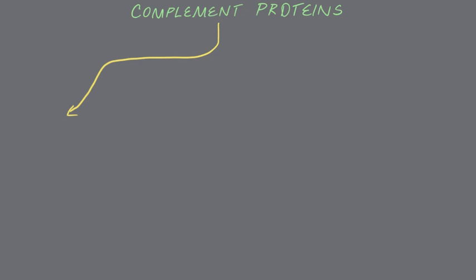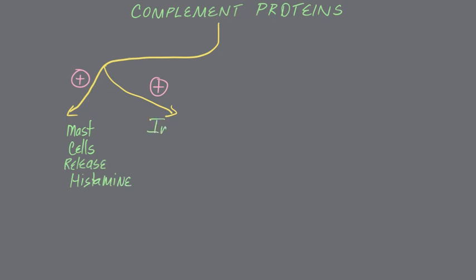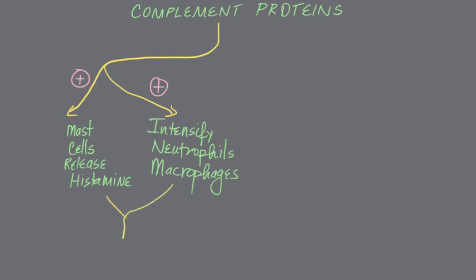So let's take a look at the first function. Complement proteins help to enhance inflammation. As we know, inflammation is made possible by mast cells that release histamine and make capillaries leaky, and they also depend on neutrophils and macrophages that kill the bacteria. So the complement proteins stimulate the mast cells and intensify the action of neutrophils and macrophages. Together, they enhance the process of inflammation.